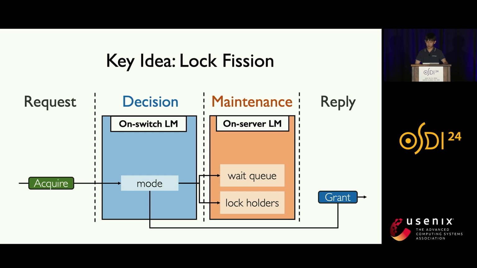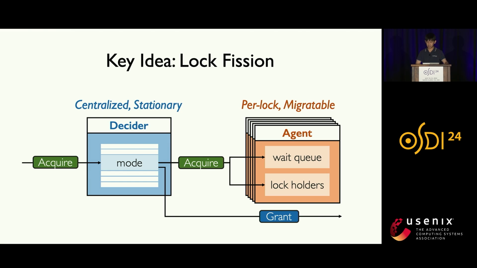Following this principle, we decouple the log manager to switches and servers to embrace the best of both sides. Specifically, the decision phase is executed on switches for fast execution and saving the switch memory, while the maintenance phase is executed on servers for large metadata storage. Since the switch is in the center of a rack, the decider is designed in a centralized and stationary manner, recording the mode of all logs in the rack. The rest of log metadata are maintained in per-log agents on servers, which are dynamically migrated among servers for load balance.